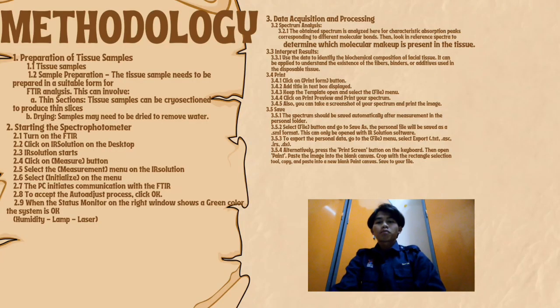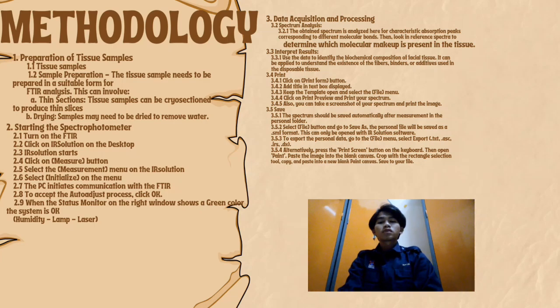Now the methodology for FTIR. First is preparation of tissue samples. You must have tissue samples. Sample preparation: the tissue samples need to be prepared in a suitable form for FTIR analysis. This can involve A, thin section.